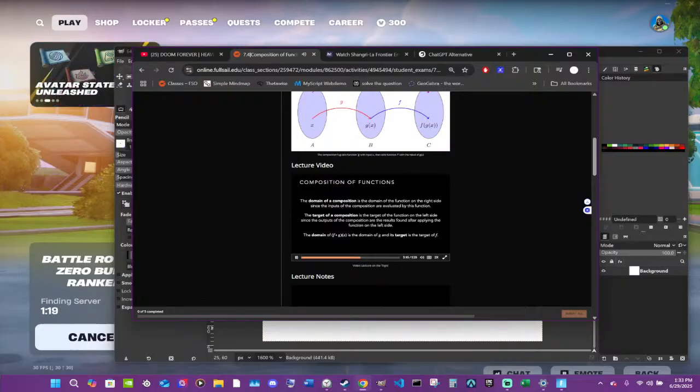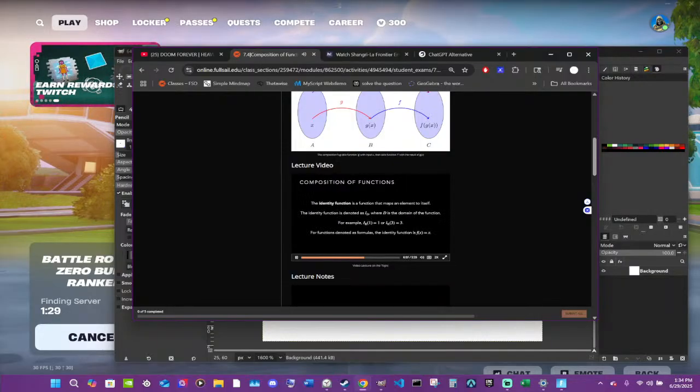The target of the composition of functions is the function on the furthest left side, since the outputs of the composition are the results found after using the function on the left-hand side. In this case, the domain of f of g is the domain of function g and the target of function f. An identity function is a function that maps elements to itself and is denoted as I sub d, where d is the domain of the function.